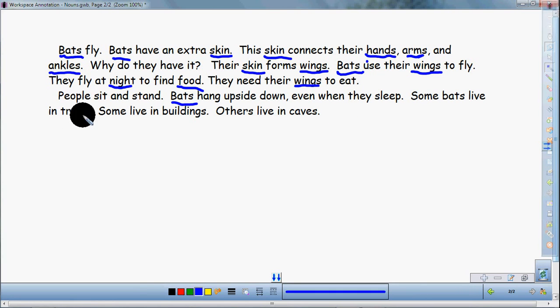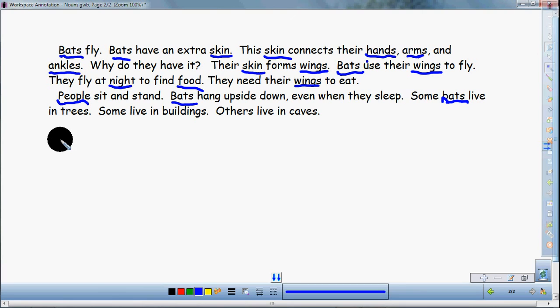Let's look at the next one. People sit and stand. Yes, people are people. Bats hang upside down even when they sleep. Do you see anything else in there that is a people, places, or things? No. Okay, next one. Some bats, oops, I forgot to underline that bats. We need to do that.